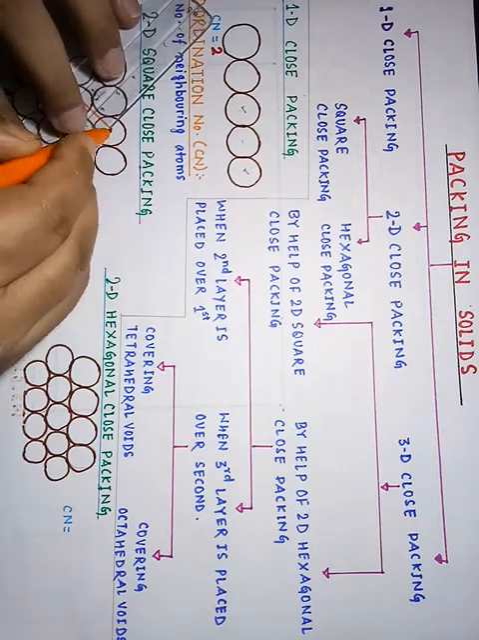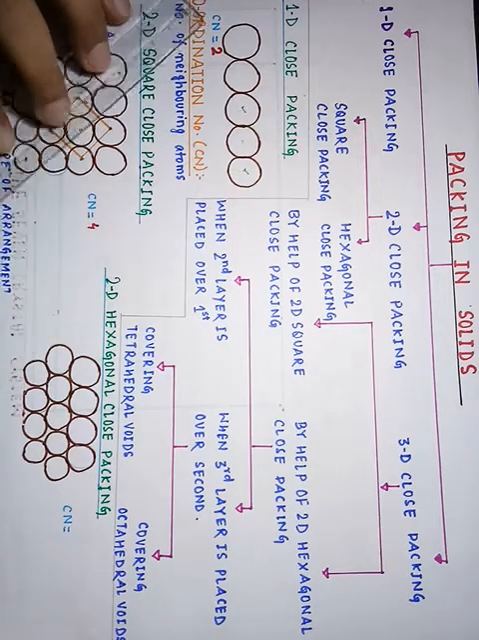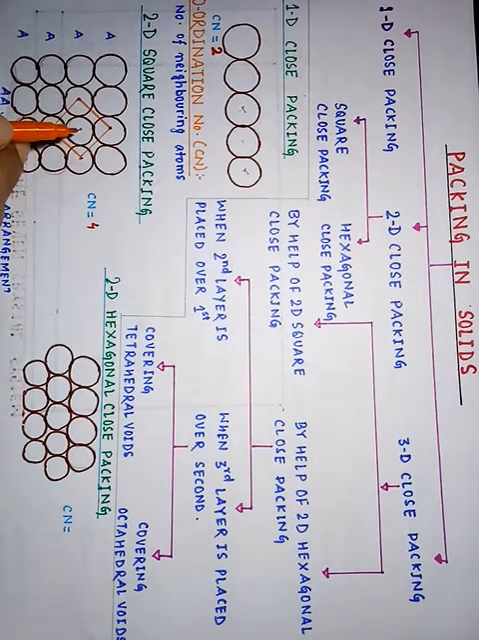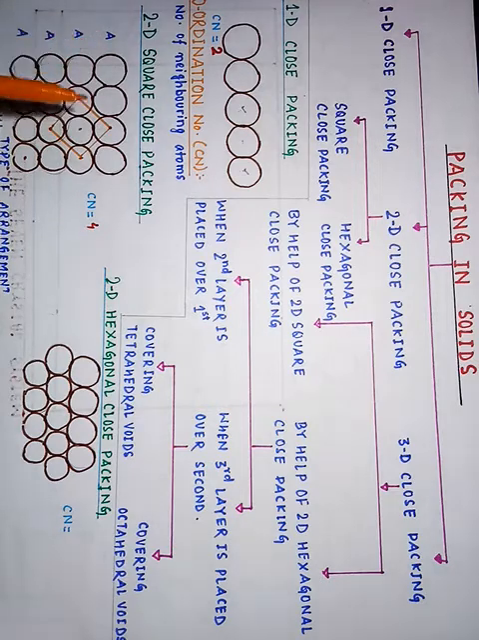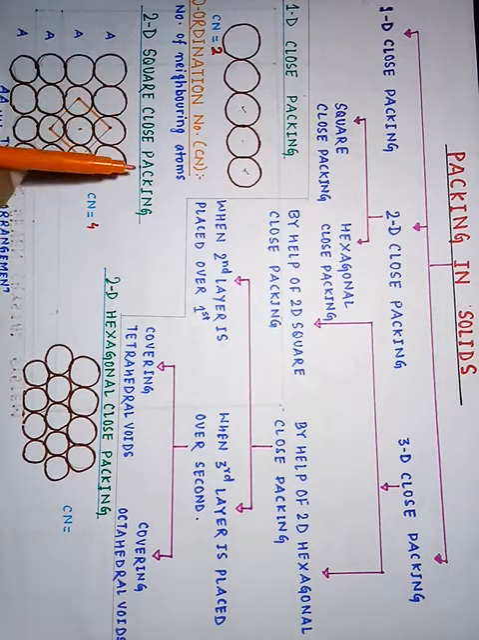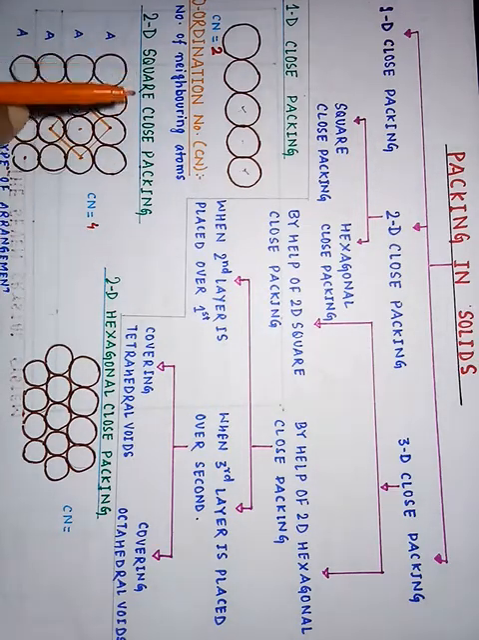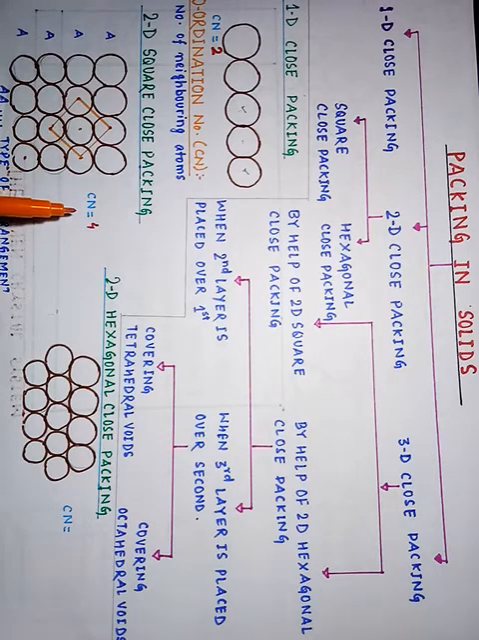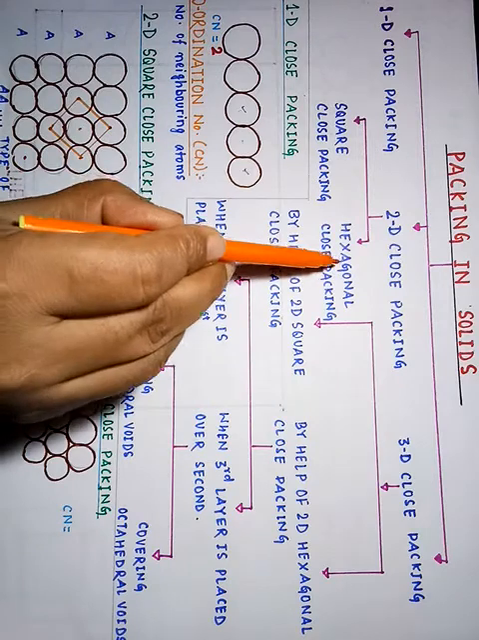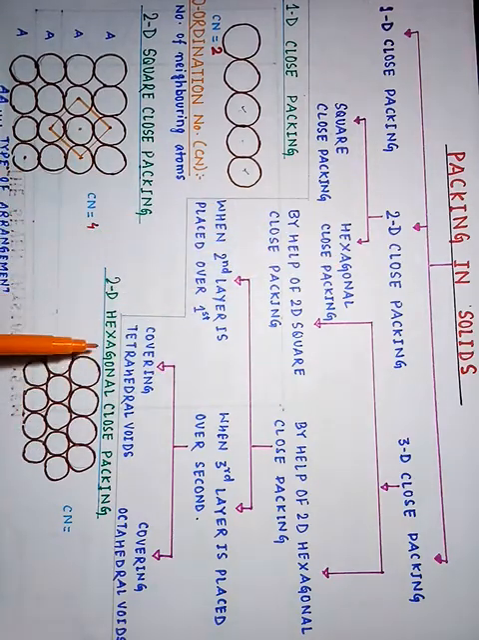And let us see what sort of geometry I am getting. So clearly this geometrical figure is a square. So that is why it is called a square close packing. This square close packing has a coordination number of 4. Now let us move to its second category, 2-dimensional hexagonal close packing.